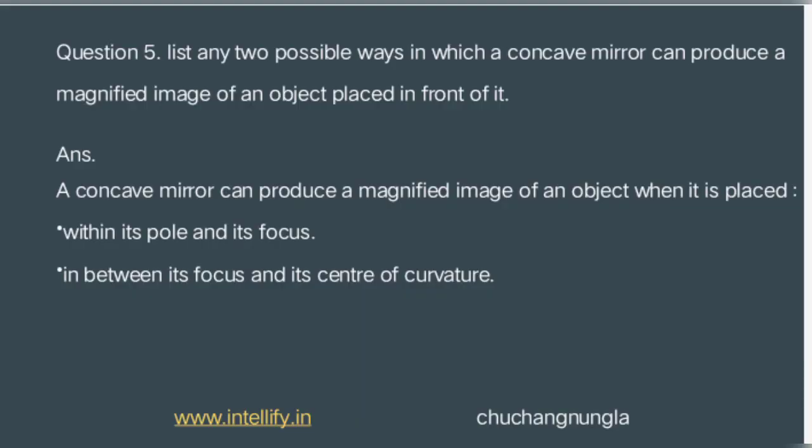Moving to question 5, list two possible ways in which a concave mirror can produce a magnified image of an object placed in front of it. So the two possible ways in which a concave mirror can produce a magnified image of an object placed in front of it are within its pole and its focus, and in between its focus and its center of curvature.